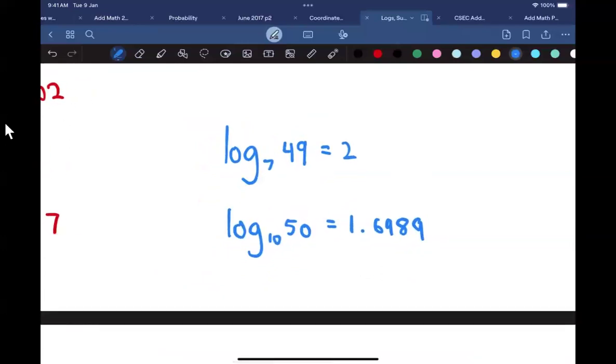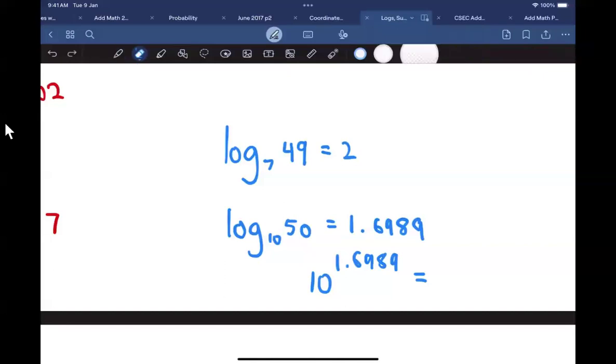And let me show you something. By doing that, I know what I have to raise 10 to, to get 50. So let me show you an example. I want you to put 10 to the power 1.6989 and tell me what you get. I get 49.9999, which is basically 50. So that is what the log function does. It tells you what power you had to raise a number to. I wonder if you understand.